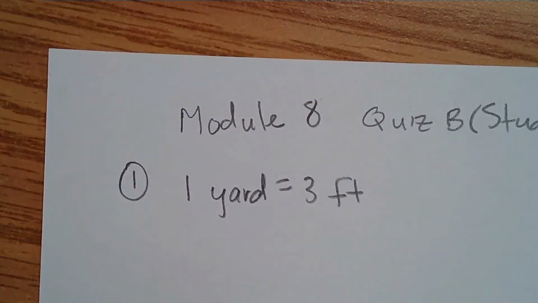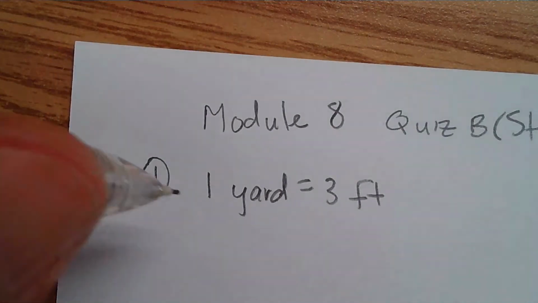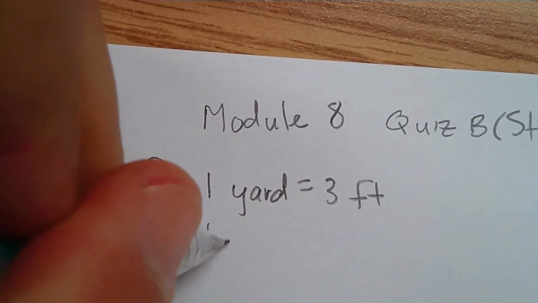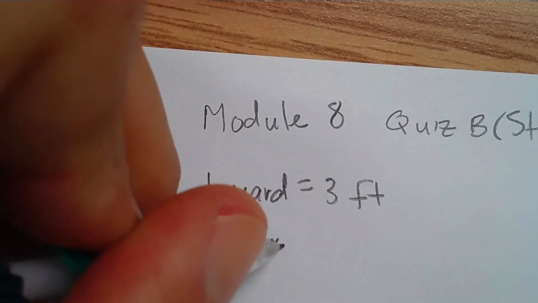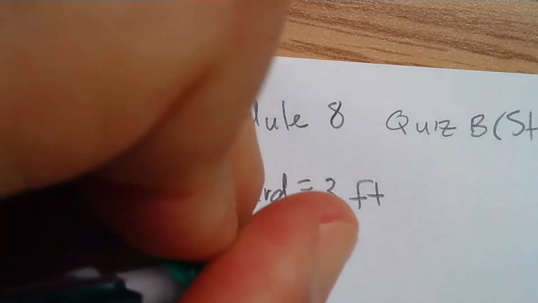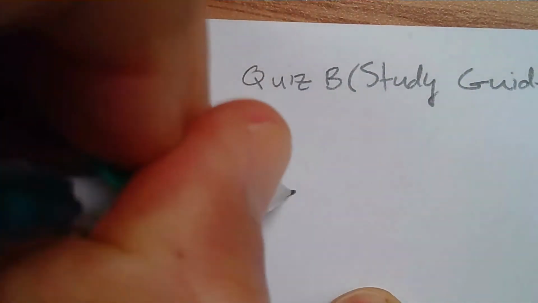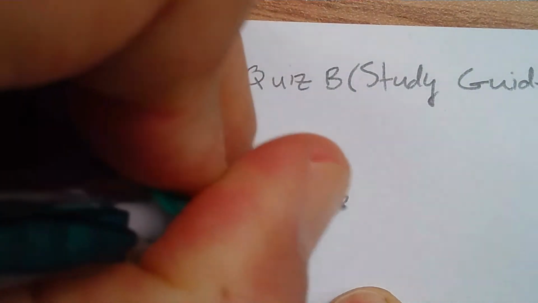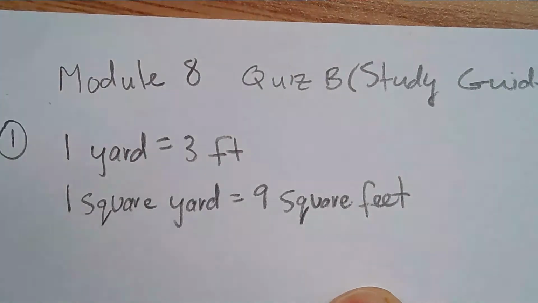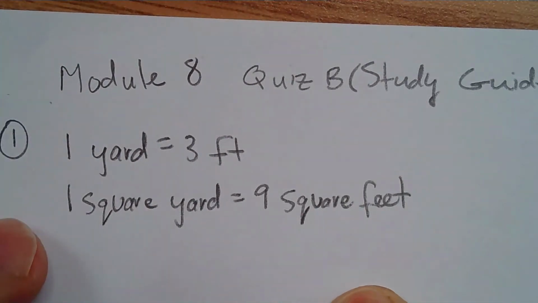And so 1 square yard is equal to 9 square feet. Why is it 9?